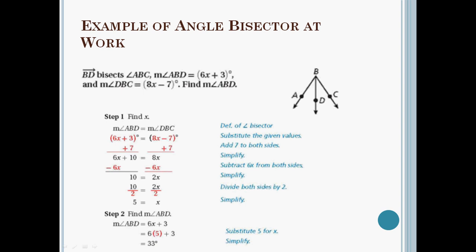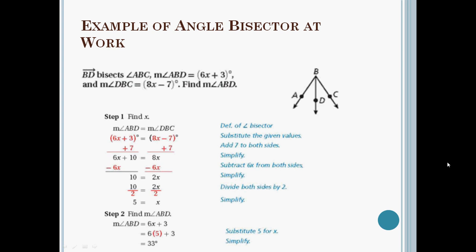For example, we're given this statement that BD bisects angle ABC. So we have ABC here, and we know that BD bisects it. This means that ABD is the same size as DBC. They're equal. If we're given how much the two smaller angles equal in degrees, ABD is 6x plus 3 degrees, and DBC is 8x minus 7 degrees. We want to find the actual measure of ABD.